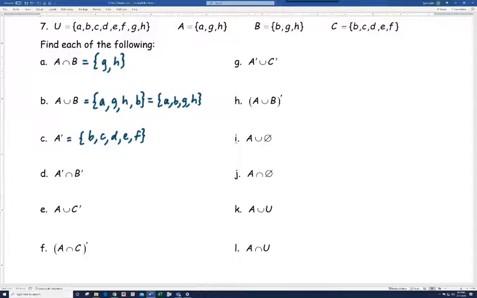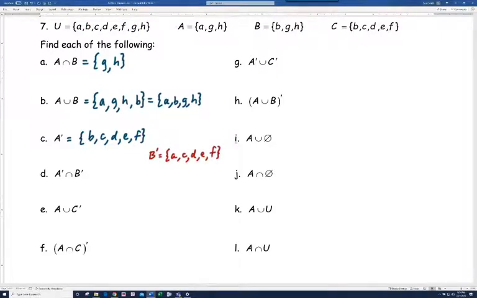All right. In letter D, we have to find A complement intersect B complement. Well, we already have A complement right above, so it might be helpful to find B complement first. In fact, pretty much have to do that at this point. So B complement is everything that's in the universal set that's not in B. So I'm going to cross off B, G, and H. You can see that B complement is going to be A, C, D, E, F. So let me go ahead and write that out. So A, C, D, E, F.